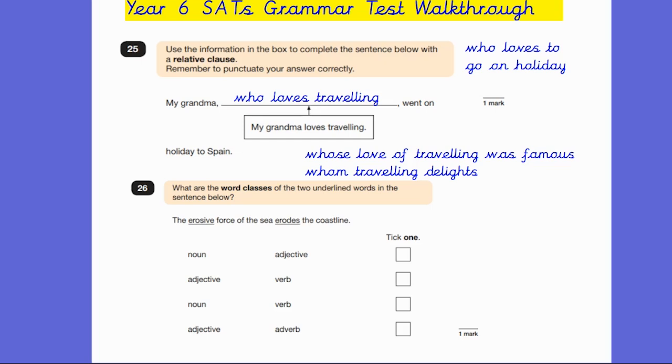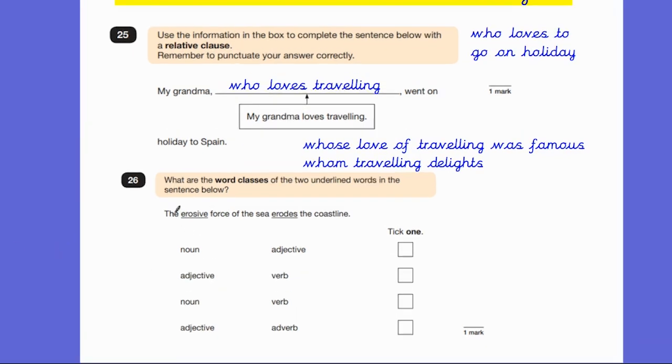And this will be the last question that we look at in this video before we break off and move on to part 2. What are the word classes of the 2 underlined words in the sentence below? The erosive force of the sea erodes the coastline. Now, this word erosive is describing the force. So I know straight away that it is an adjective. So I know it must be either one of these 2 options.